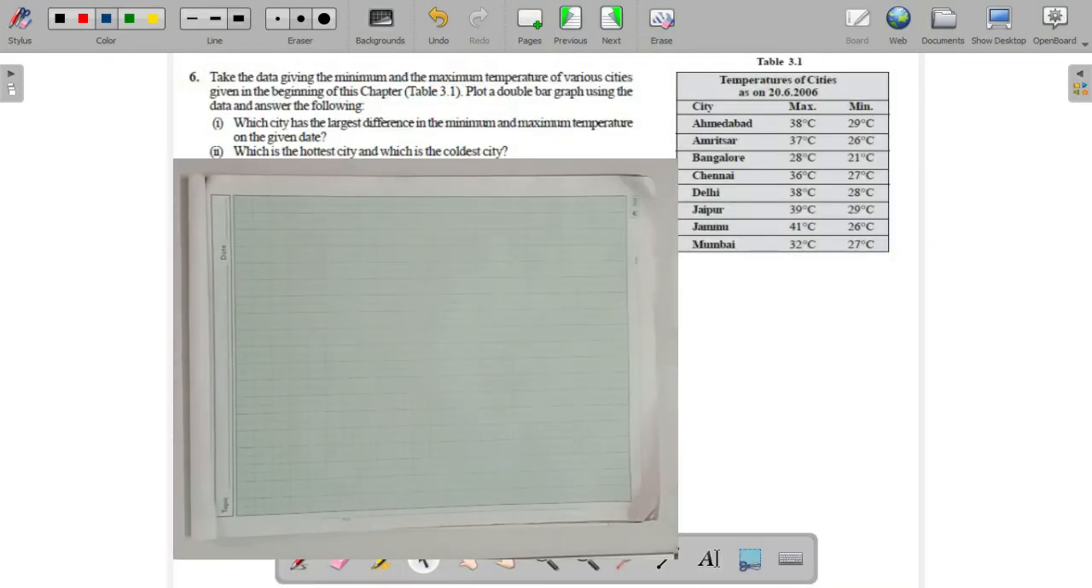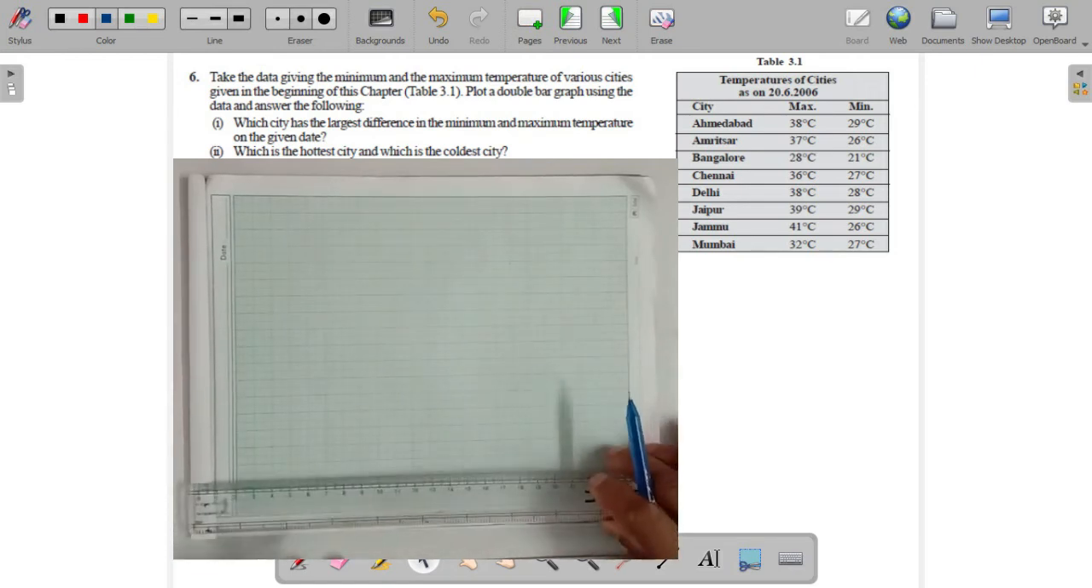Now come to question number 6. Here you have to draw a double bar graph of table 3.1. Open table 3.1. See here it is given cities and temperature of cities. Here we represent city on the x-axis and temperature on the y-axis.